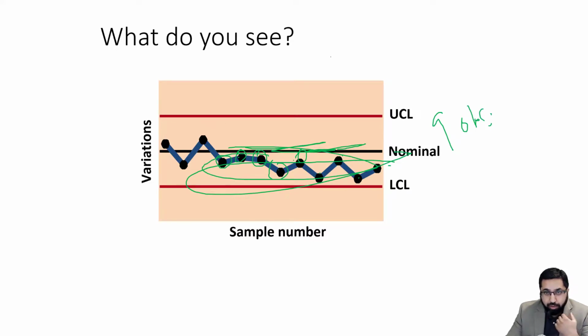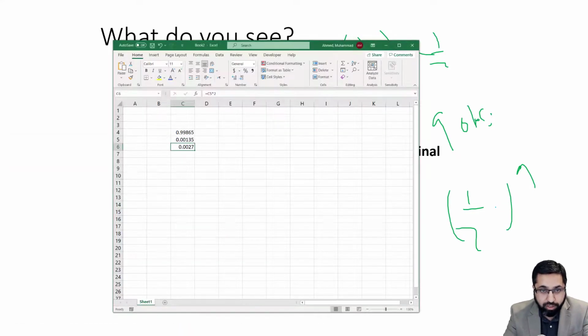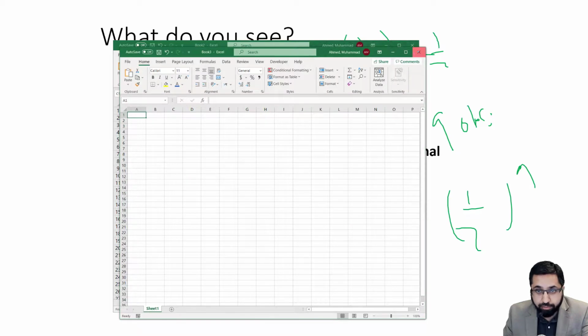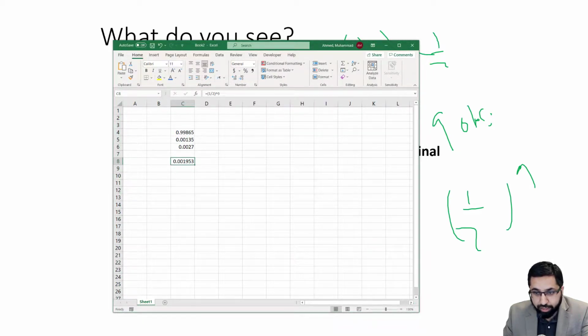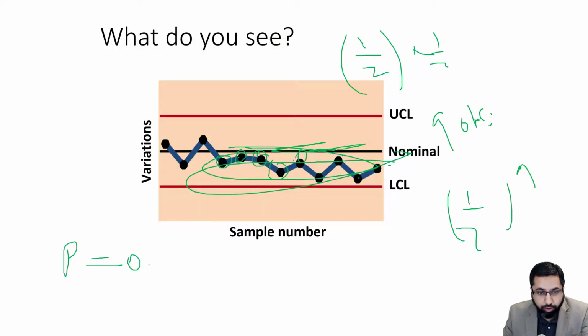Well, the probability of an observation being above or below is just a half, because there's a 50% chance you can be above or below. Getting 9 below in a row is a half times a half 9 times, or 1/2 raised to power 9. Let's call up our trusty Excel to see what 1/2 raised to power 9 is. It's 0.0019, or 0.002.